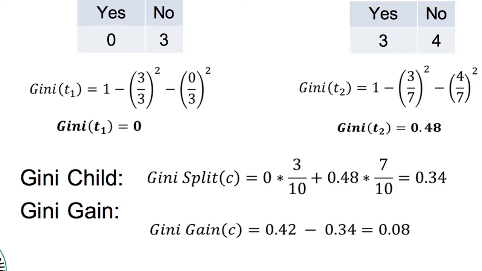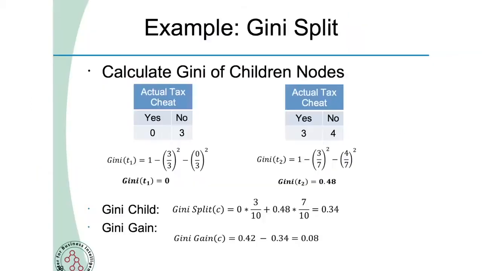Now, the Gini of the child is a weighted average of the children. So, we have 3 on the left, 0 times 3 out of 10 plus 7 out of 10 times 0.48. So, in essence, your Gini of the child is 0.34. Now, if your parent is 0.42 and your child is 0.34, then you have what we call a Gini gain of 0.08, which is just the difference between the parent before splitting and 0.34, which is after splitting.